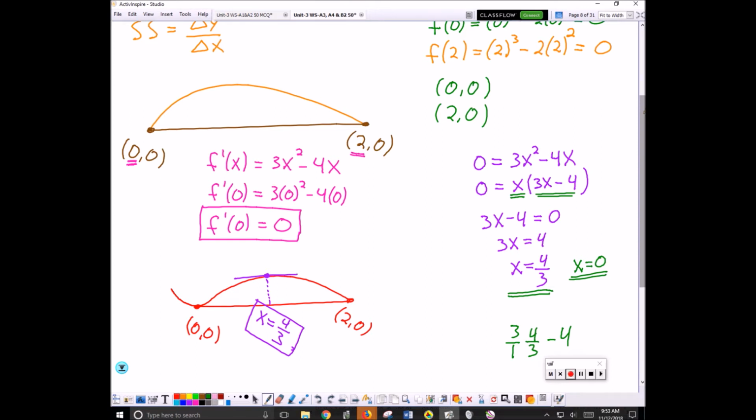Gotcha. Because my brain didn't really go to 4/3. I understand. Yeah. Okay, 2 points for Brennan. I'll give points to the rest of the room.